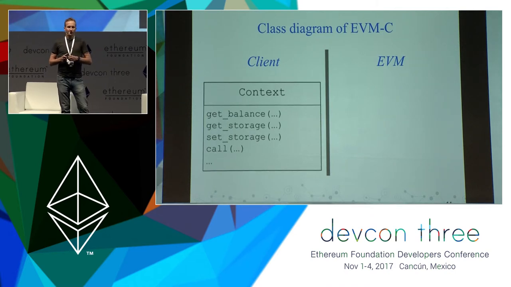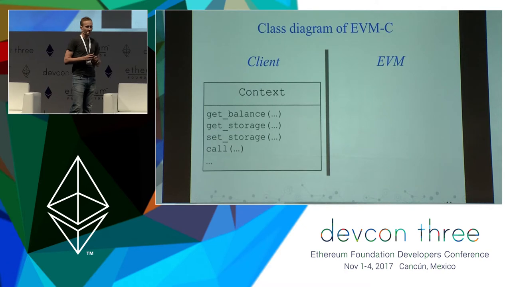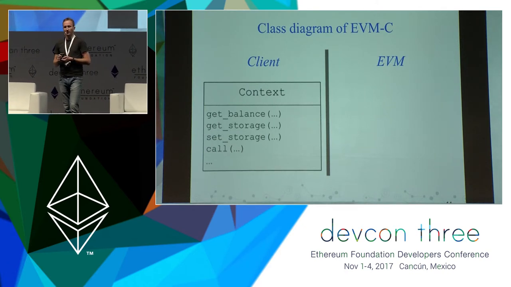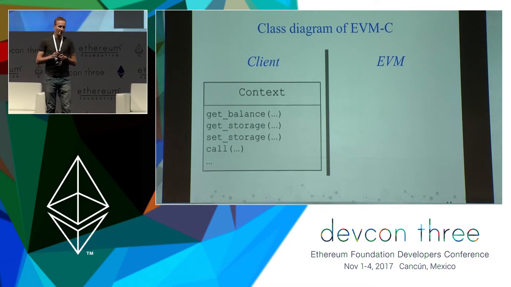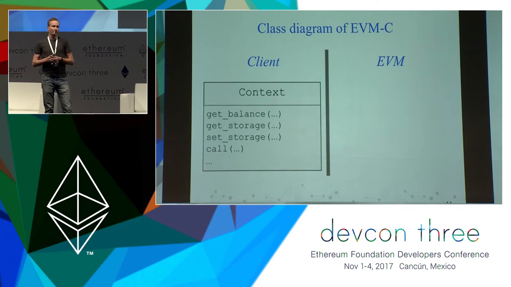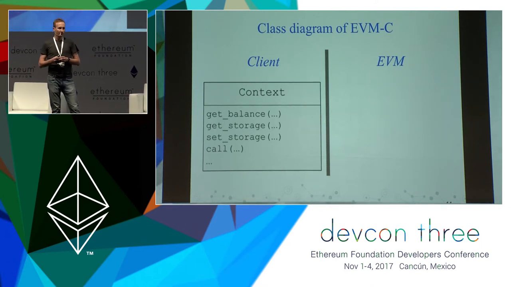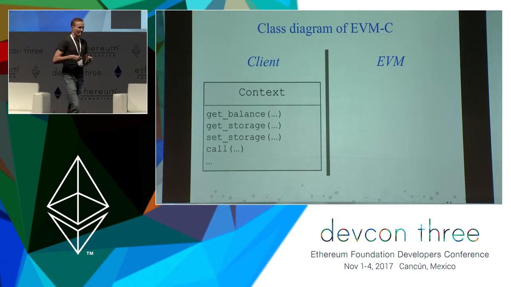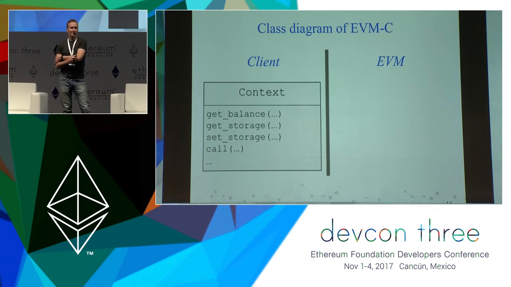And these questions are something like, get me the balance of a given account, or get me the storage at a given storage slot for a given contract. All this information cannot be provided to the EVM upfront because we don't want to send the whole state to the EVM to execute smart contracts. But the EVM needs a way to extract this information on demand.